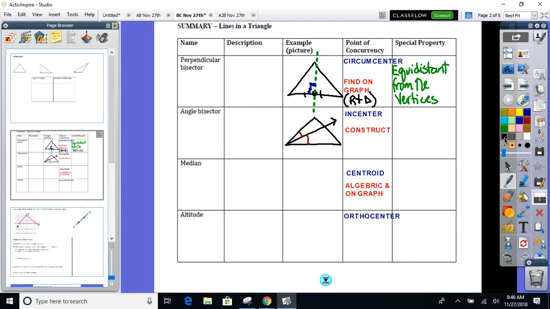You guys give me two angle bisector constructions. What's the special property about an incenter? Equidistant from the sides.